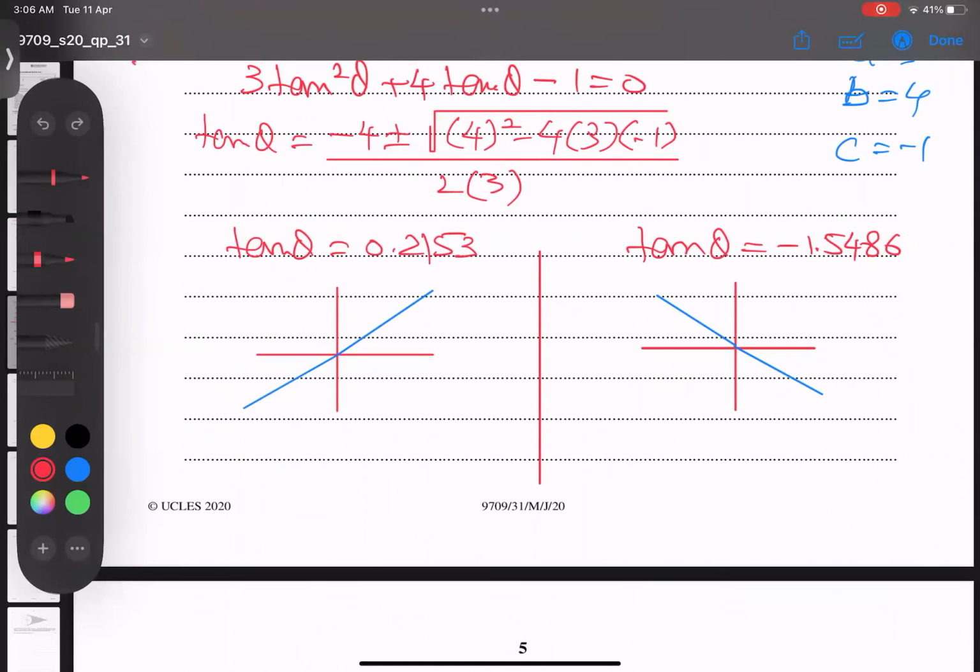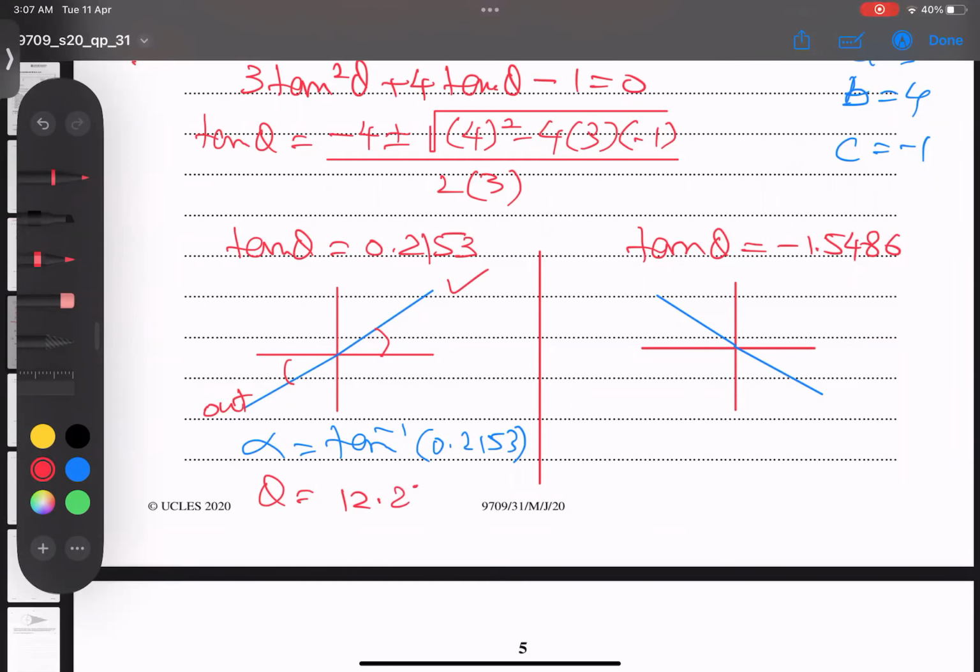So here simply I will take the principal angle. I get alpha equals tan inverse 0.2153. And I will get this angle and this angle. And because this is out of range, I will not take it. So my answer is coming simply when I take tan inverse 0.2153. It's giving us 12.2 degrees, or 1 or 2 because it is for accuracy, no problem.